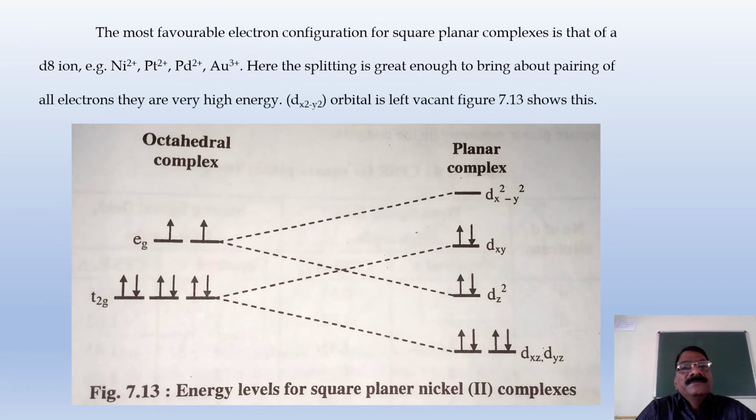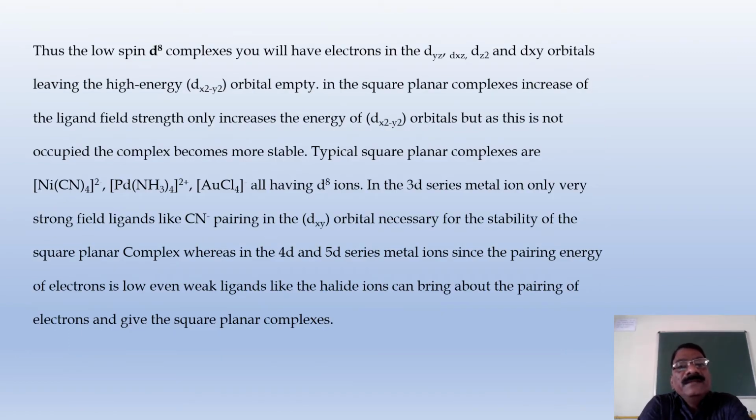Thus, in the low spin d8 complexes, you will have electrons in the dyz, dxz, dz square and dxy orbitals, leaving the high energy dx square minus y square orbital empty. In the square planar complexes, an increase of the ligand field strength only increases the energy of the dx square minus y square orbital. But as this is not occupied, the complex becomes more stable.